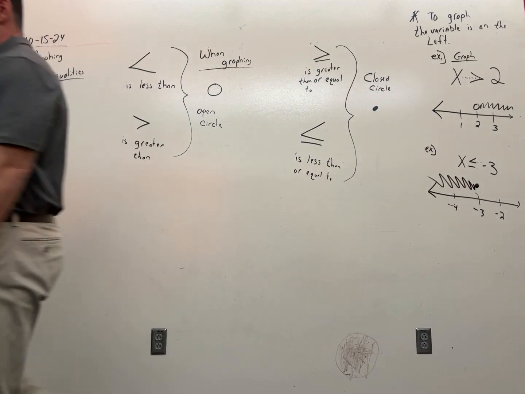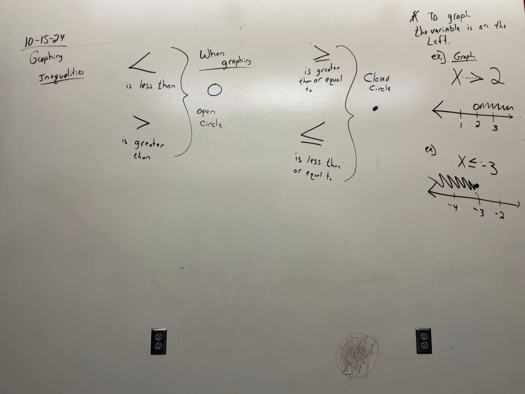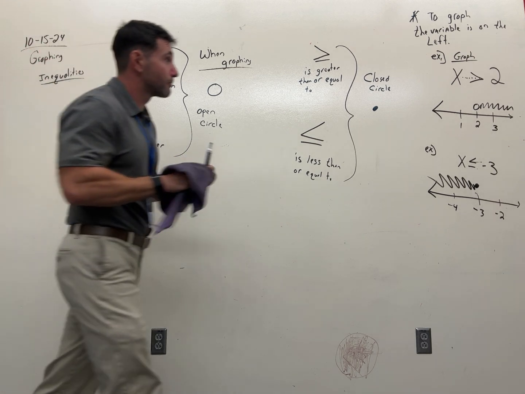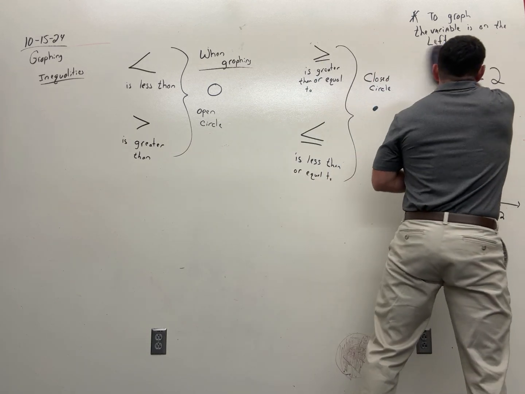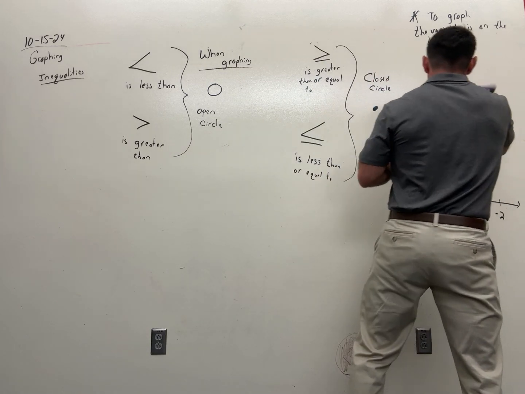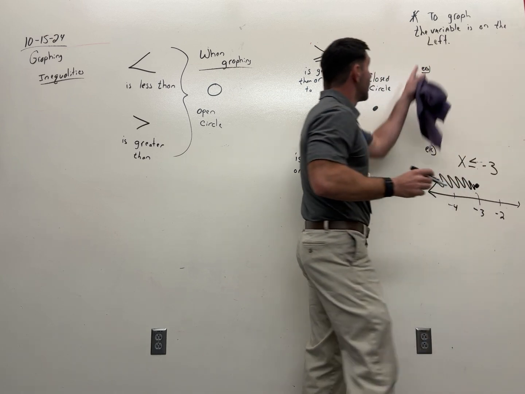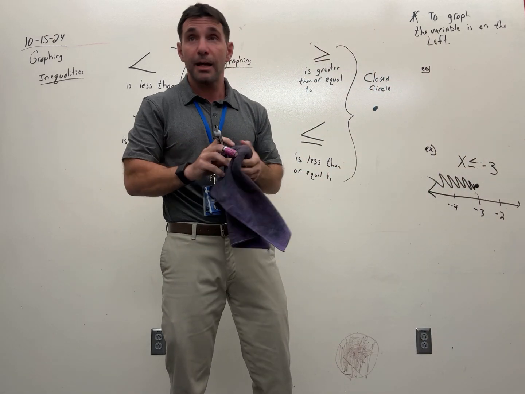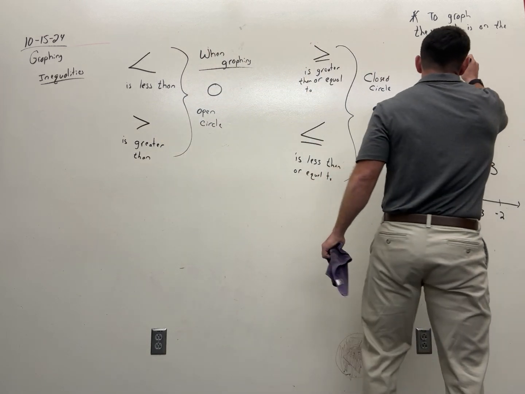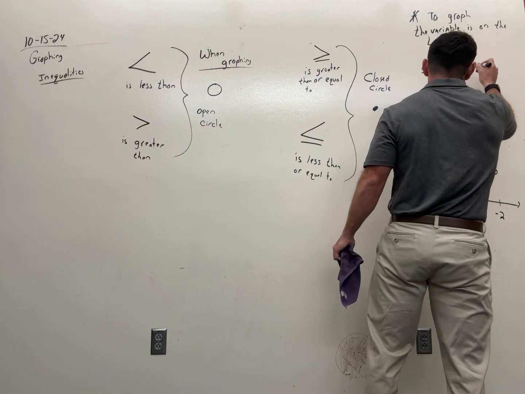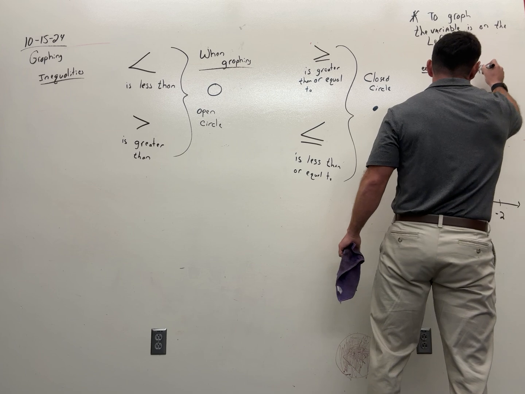What questions do we have so far? Okay, so we're going to see one more. To graph, the variable is on the left. So what if I've got 5 is less than or equal to x?